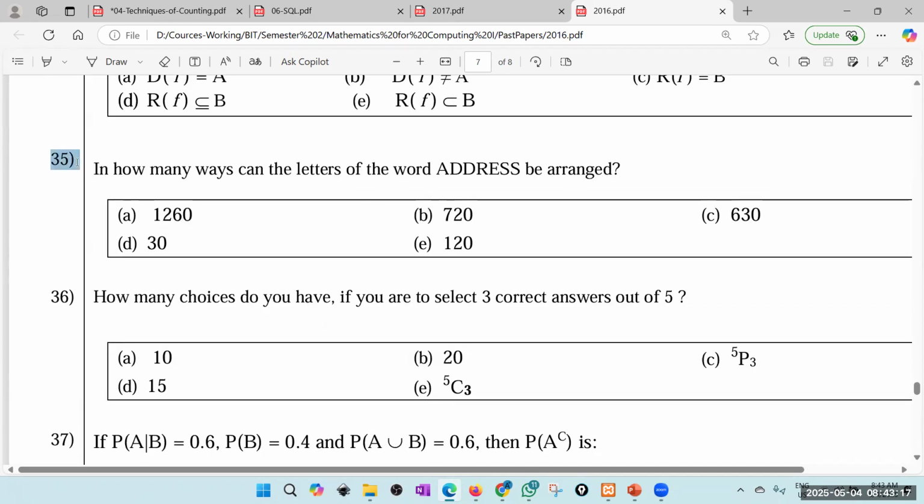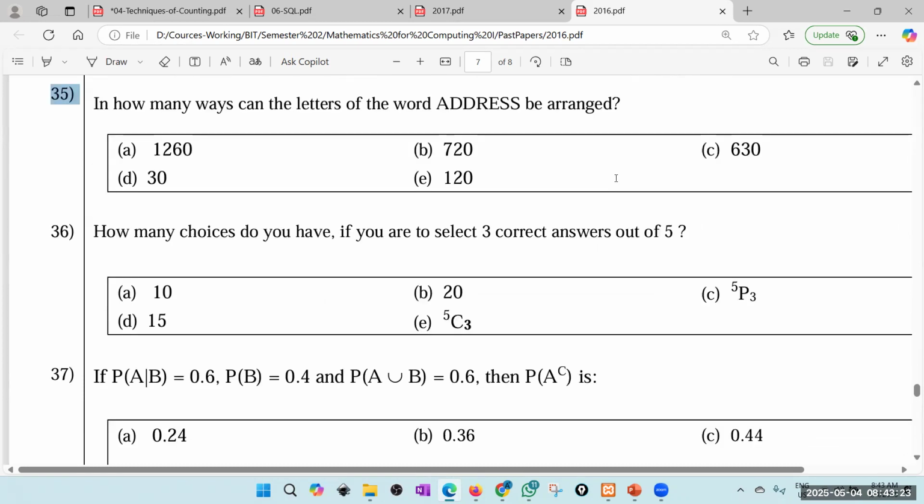Right. Do this question 35. How many ways can the letters of the word ADDRESS be arranged? Quickly do it. So that means it must be a different word, a distinct word. But we don't care about meanings. We care about whether it's a distinct word or not. And you need to simplify and give me the final answer also.